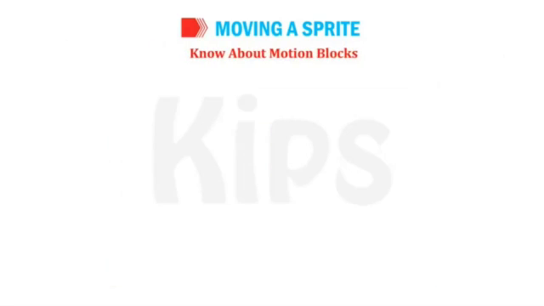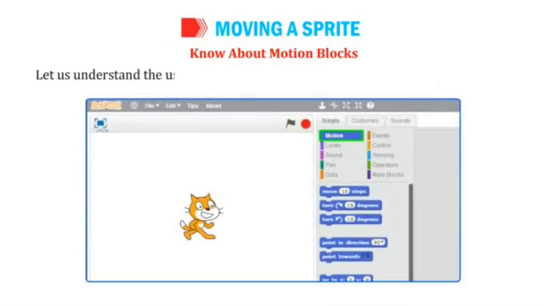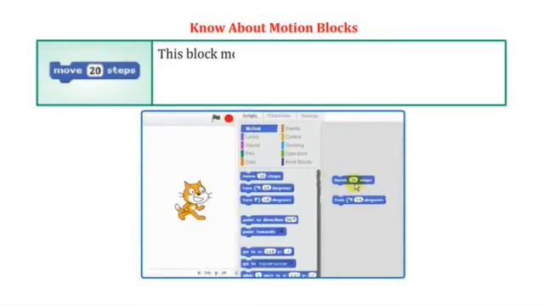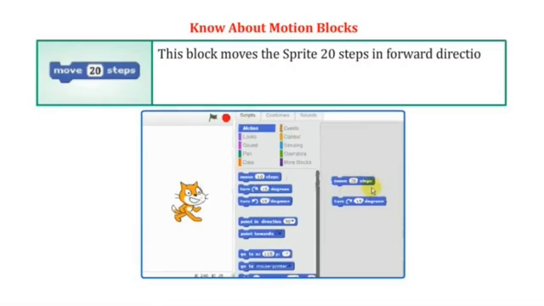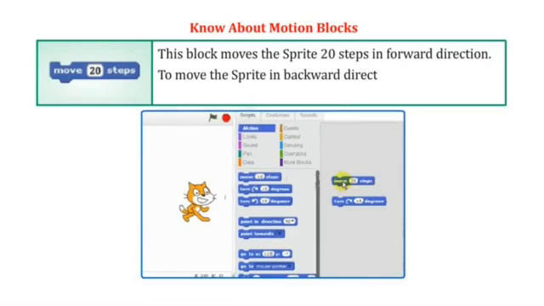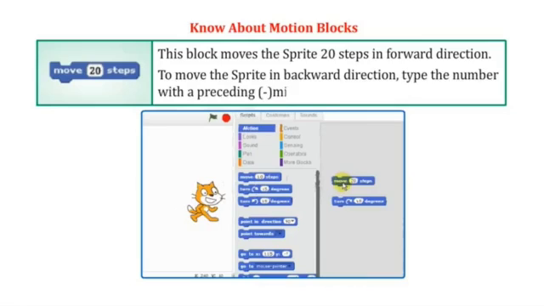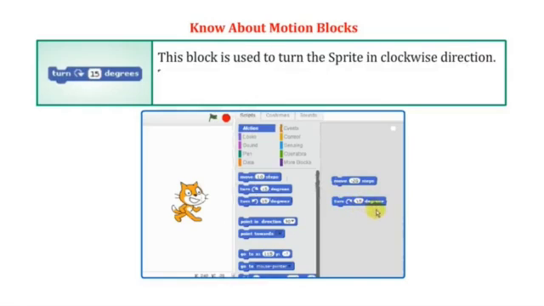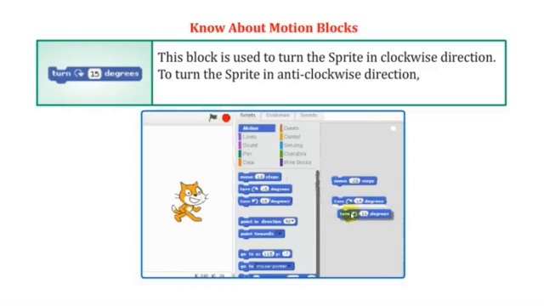Know about the motion block. Let us understand the use of the motion blocks. This block moves the sprite 20 steps in the forward direction. To move the sprite in the backward direction, type the number with a preceding minus sign. Turn 15-degree. This block is used to turn the sprite in a clockwise direction. To turn the sprite anti-clockwise, you can use turn opposite, this one.